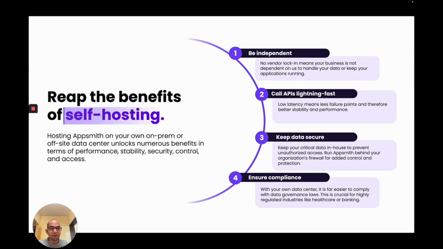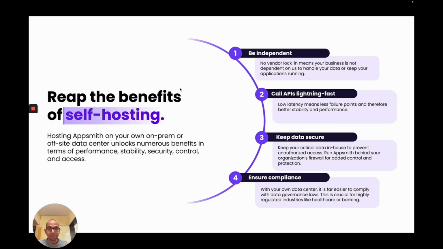This improved performance leads to greater stability. Since all data exchange is happening within your private network, Appsmith is a great solution to prevent unauthorized access to your data. And this is especially important for teams operating in highly regulated industries like banking or healthcare.